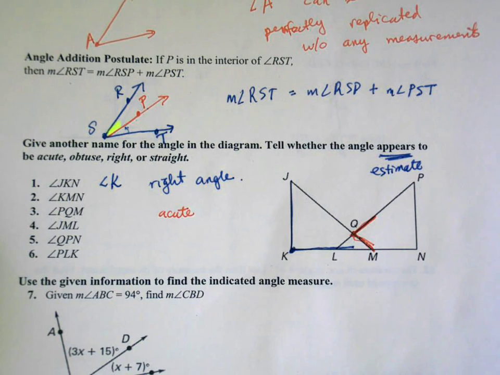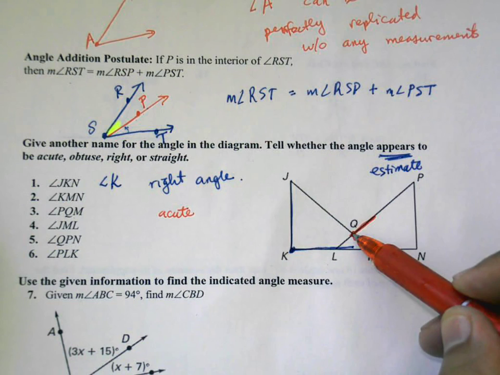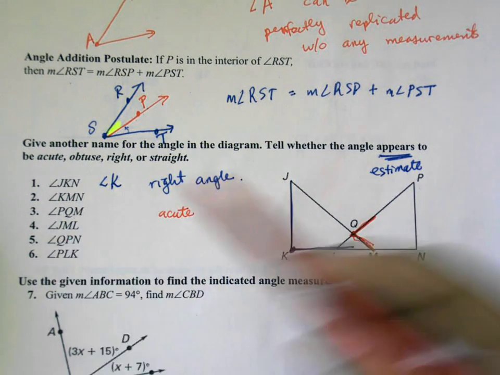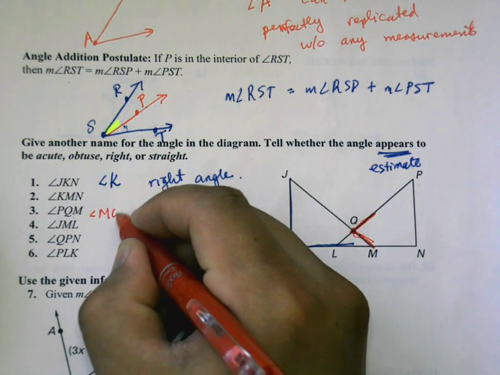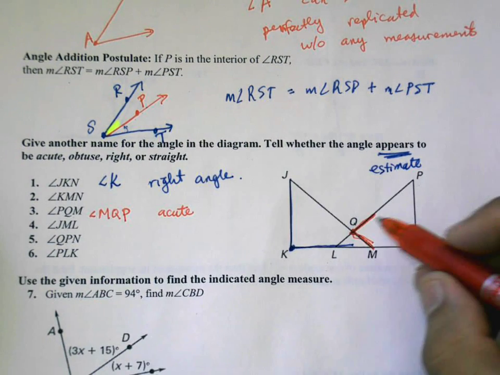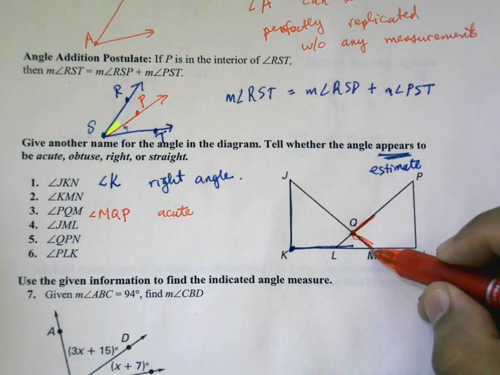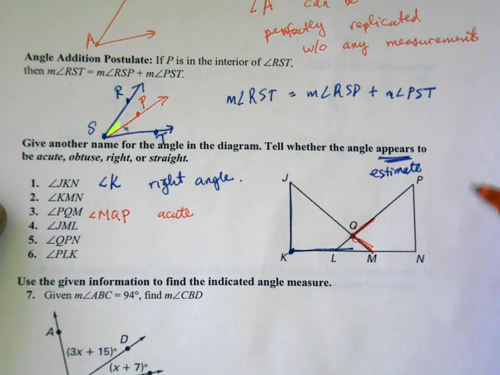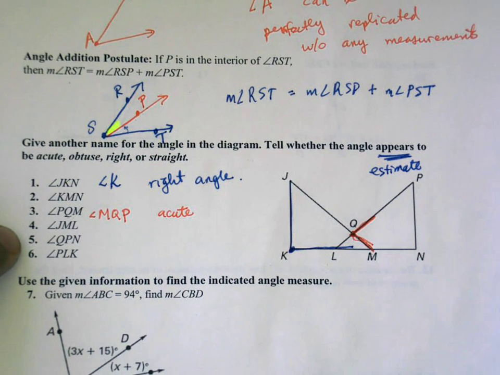Now, as far as another name, we cannot just use Q because Q is the vertex of multiple different angles. So another way we can do this is just to name it using the same letters but going in reverse, MQP. So whenever a point is the vertex for multiple angles, we have to use 3 different points in order to name that particular angle. So hopefully this gives you some sense of how to do these problems, and I'll leave the other ones to you to do on your own, and you can ask your teacher in class if you don't quite know the answer.